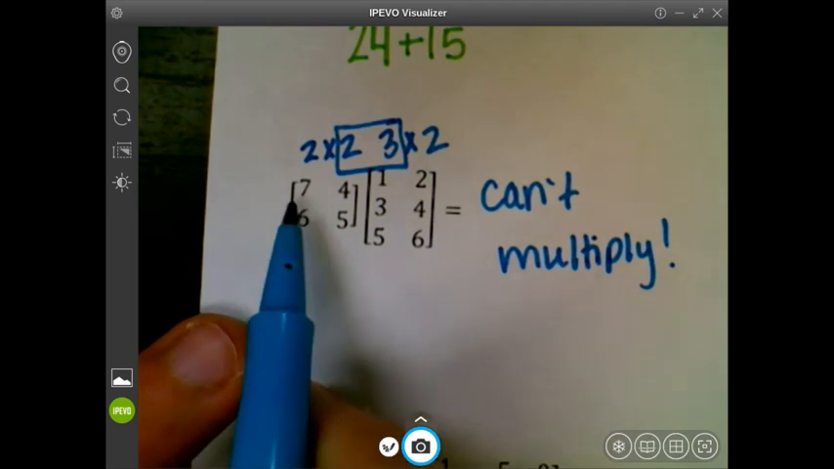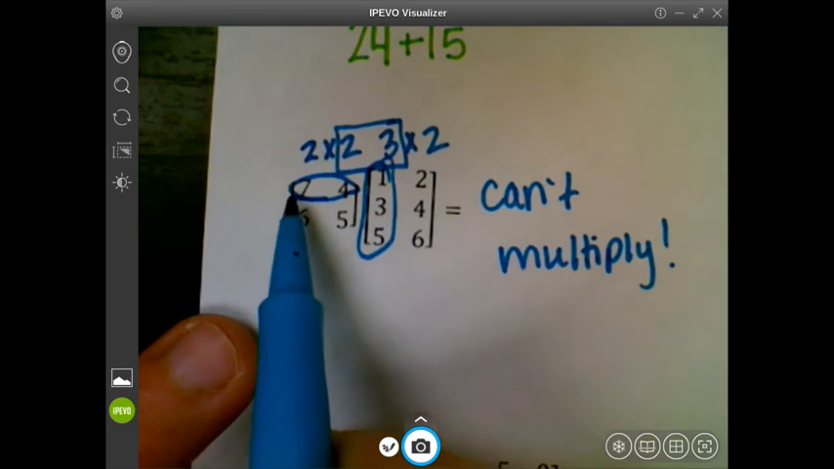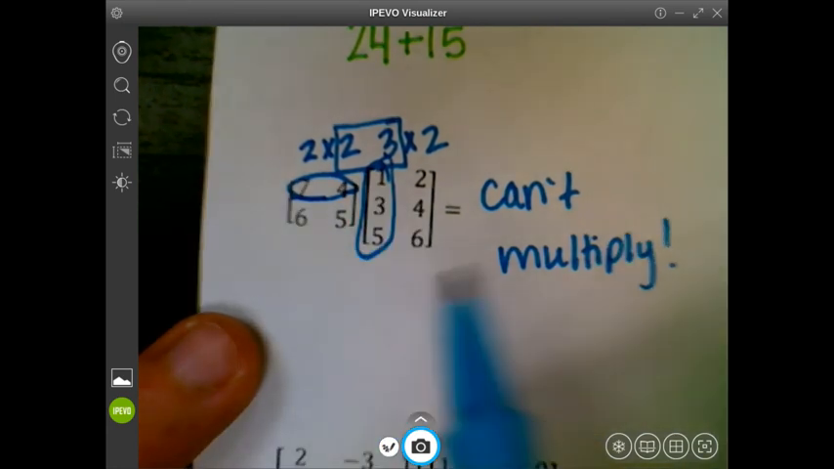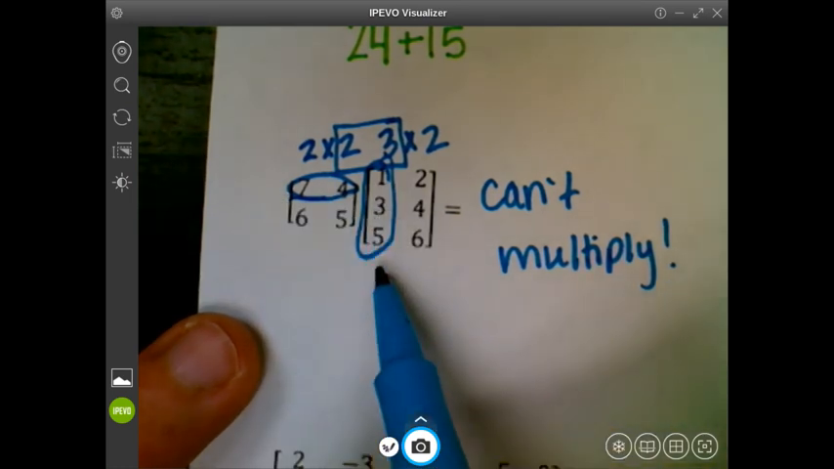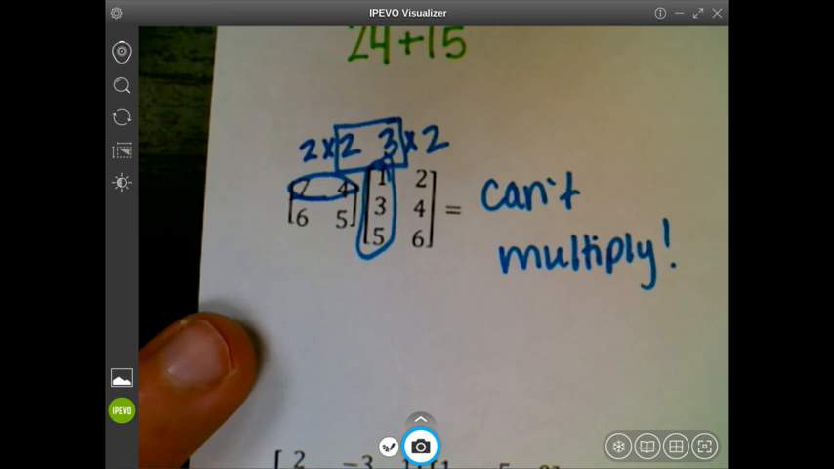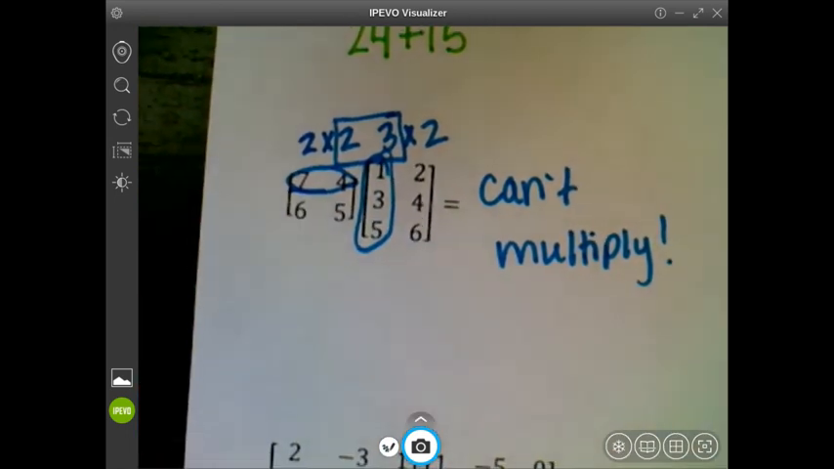And here's where the problem is going to run into. If you take this row and multiply it by the first column, you only have 2 numbers to multiply by 3 numbers. How does that work? Because if you do the first one times the first one, second times the second, what does the third one get multiplied by? Does it get multiplied by a different number? And so that's why we can't multiply there.